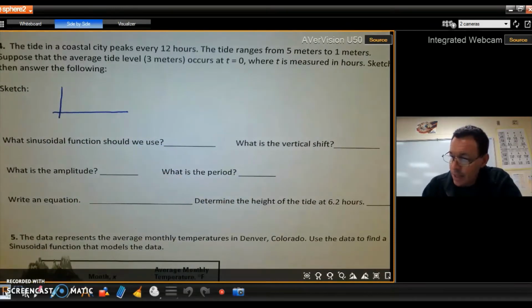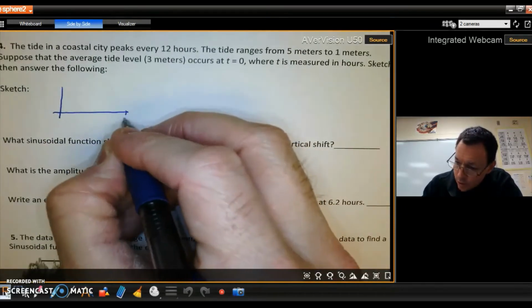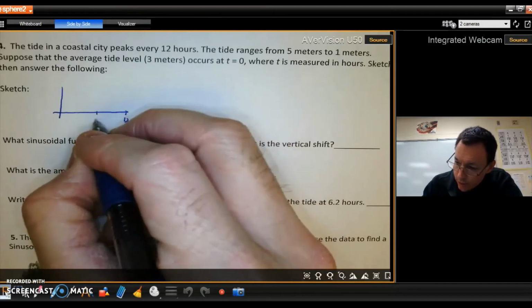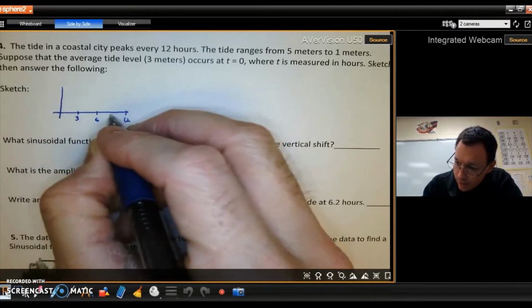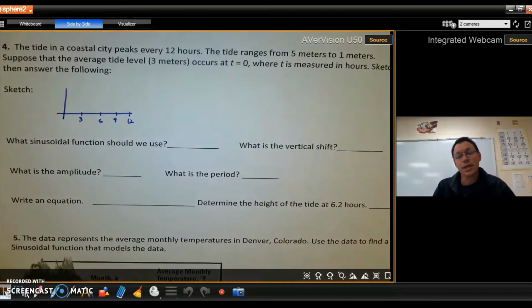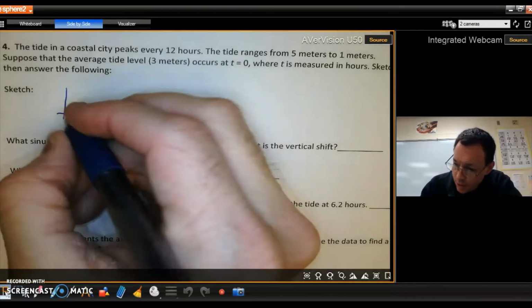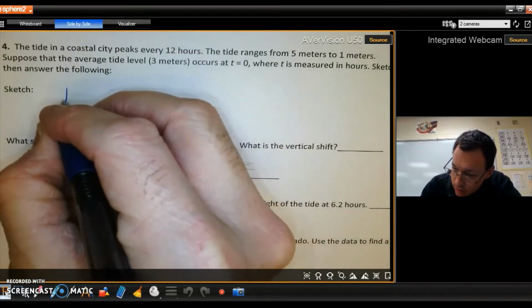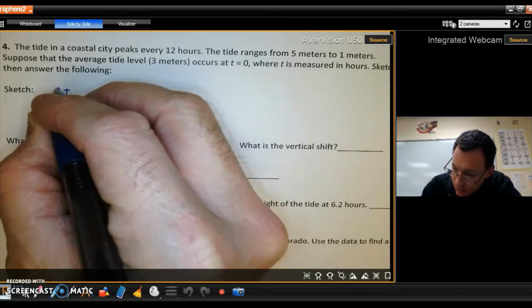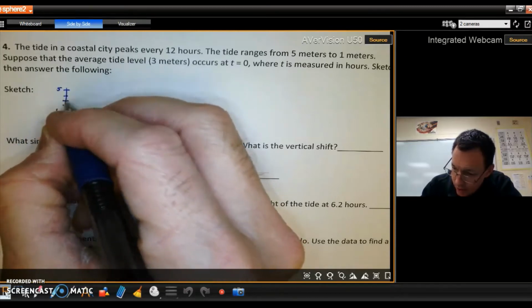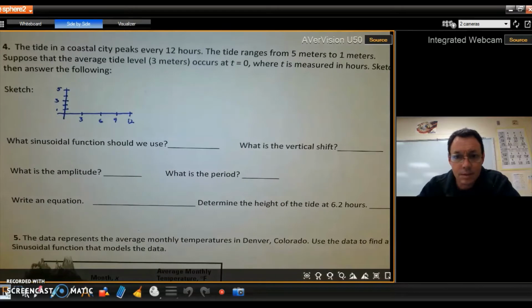It says it peaks every 12 hours. So here's 12. And we'll call that 6, and we'll call that 3, and we'll call that 9. Again, however long we need it to be for one cycle, we're going to cut that in half, and then cut it into quarters. So that's what our x-axis is going to look like in this problem. The tide ranges from 5 meters to 1 meter, so we need 1, 2, 3, 4, 5. There's high tide, there's low tide, and there is our middle, our average.